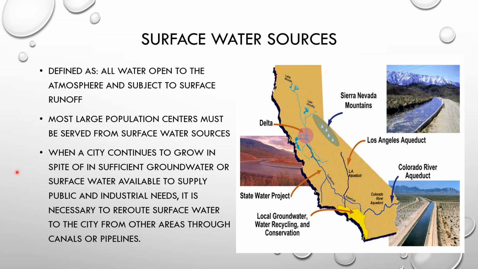So, when a city continues to grow in spite of insufficient groundwater or surface water availability to supply the public and industrial needs, it's necessary to reroute surface water to the city from other areas through canals and pipelines.